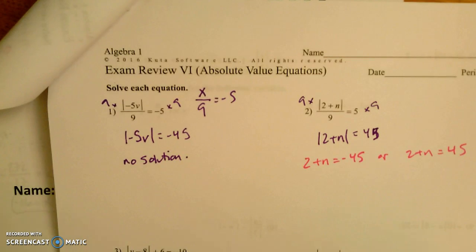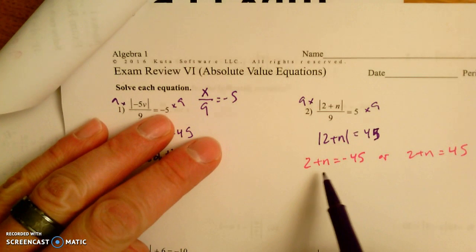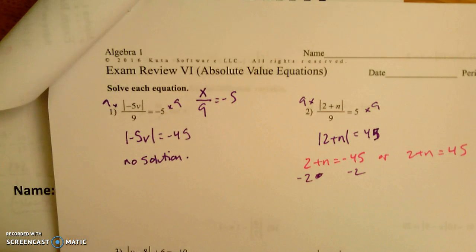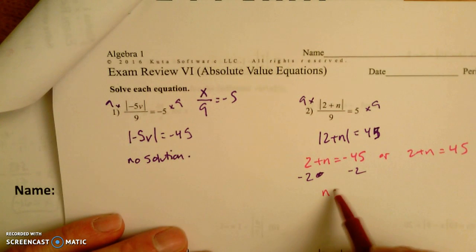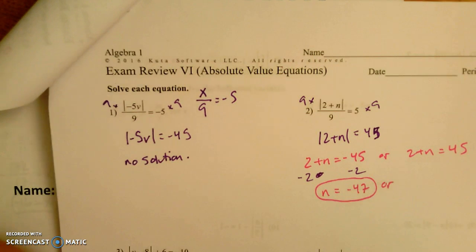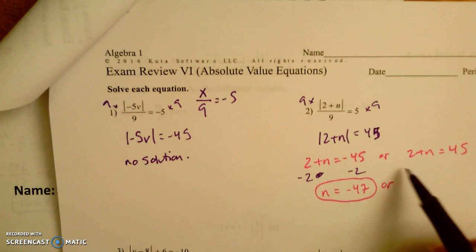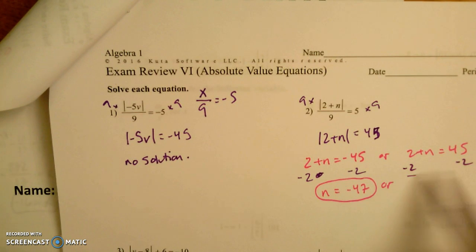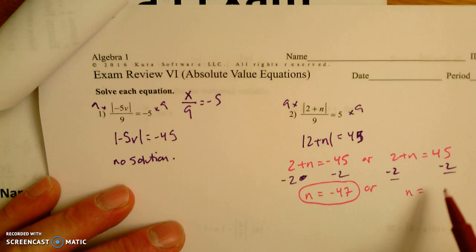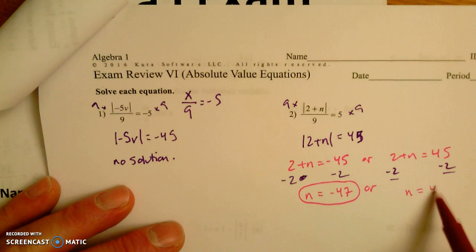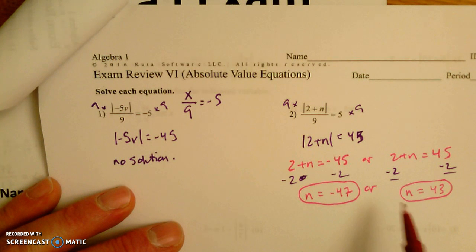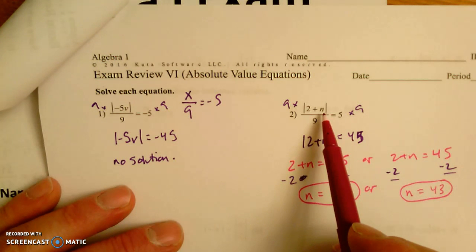Okay. So in either case, the solution process from here is the same. We're going to subtract 2 from both sides. And that gives us n equals negative 47. Or we subtract 2 from both sides over here, and we end up with n equals 43.